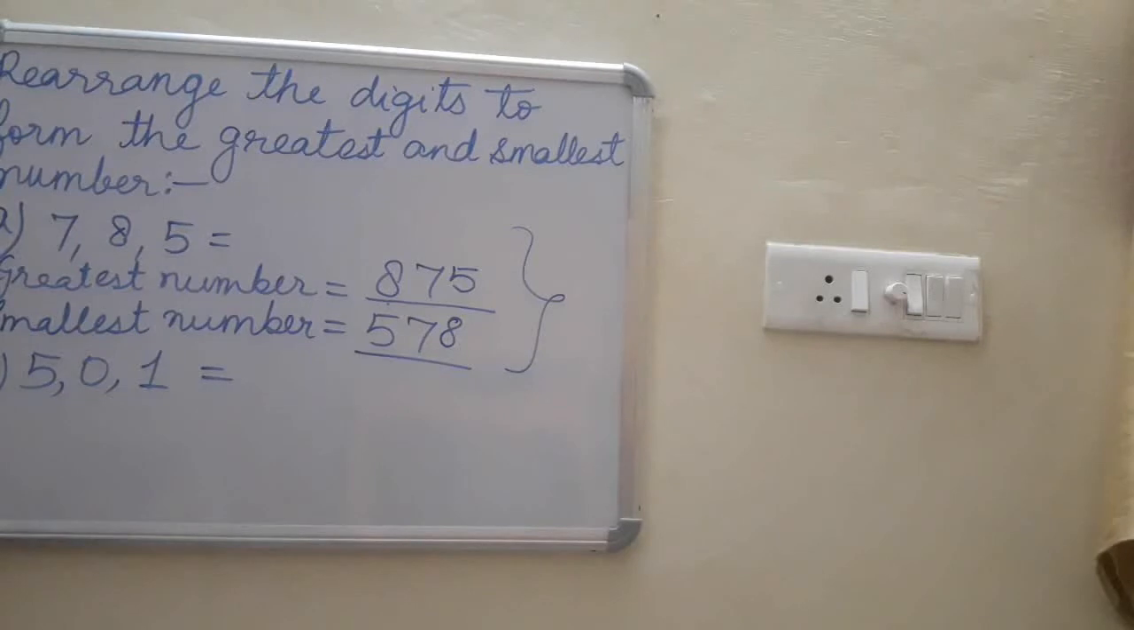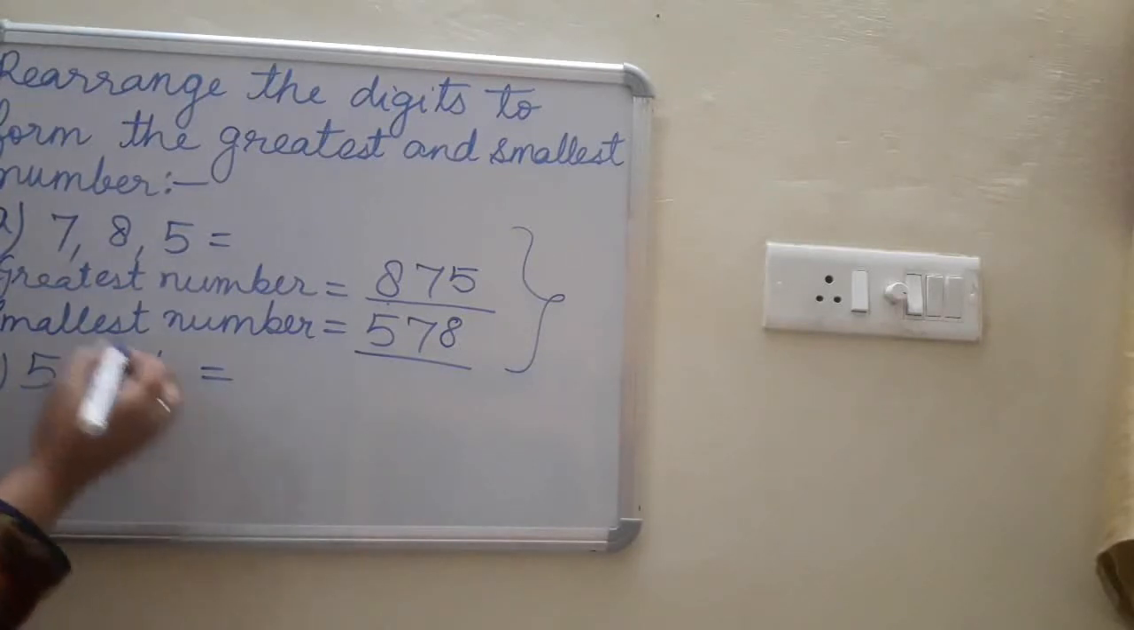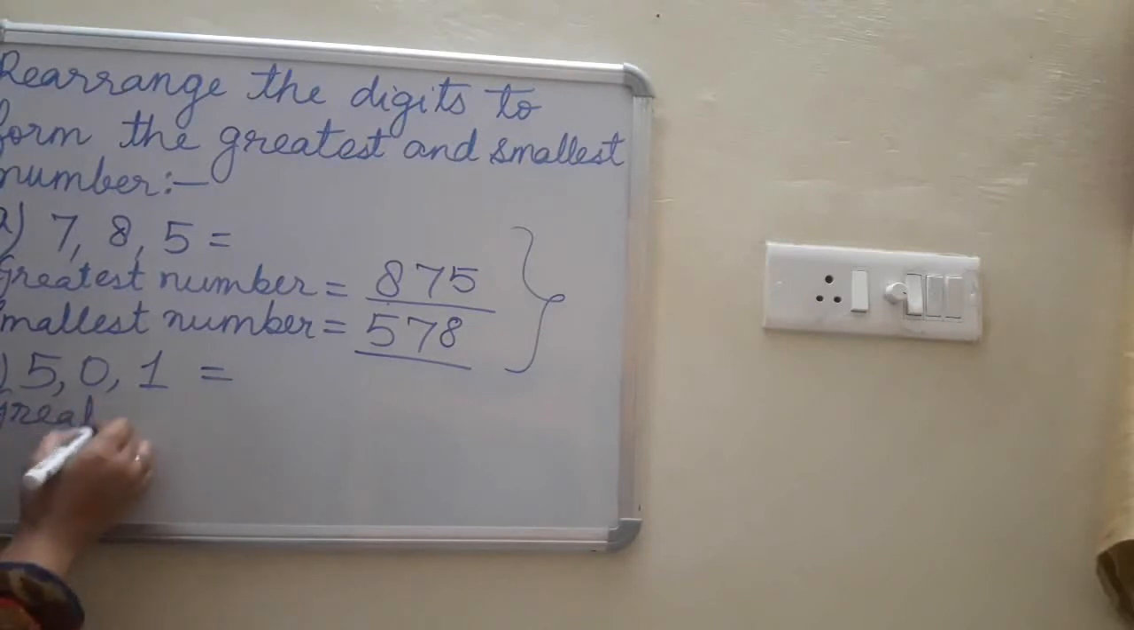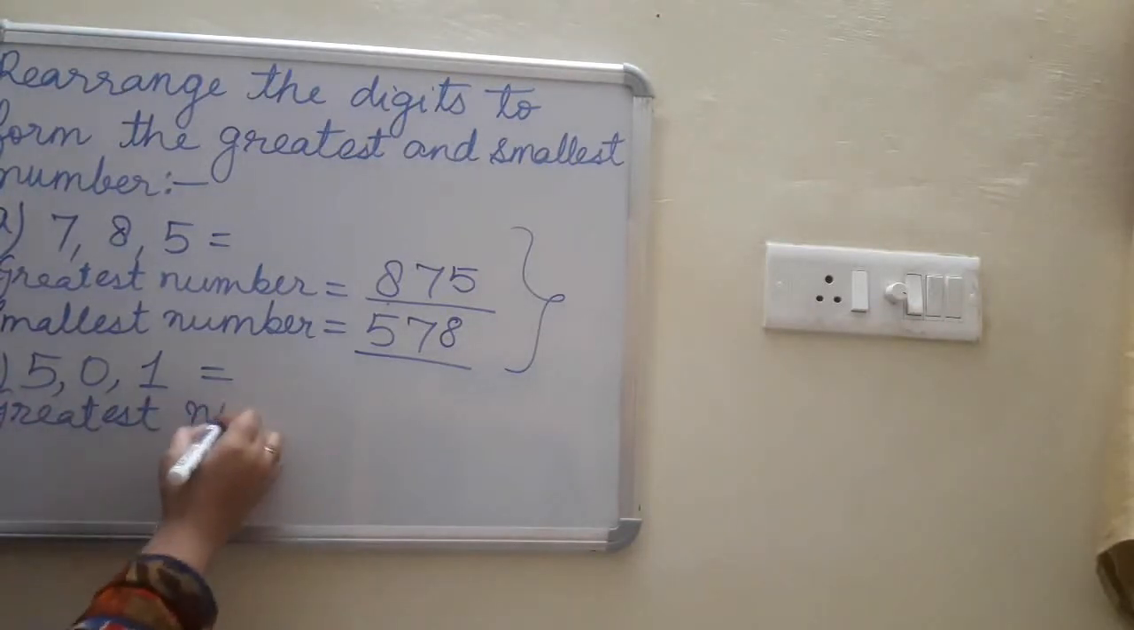Now again we are given 3 different digits. Using these 3 digits we have to form the greatest 3-digit number and the smallest 3-digit number. So again what we are going to do? First of all, let us start with the greatest number.